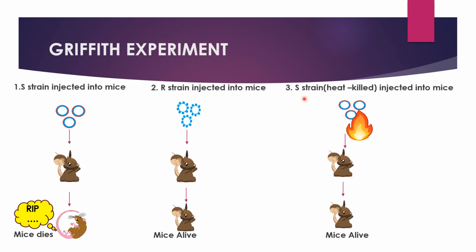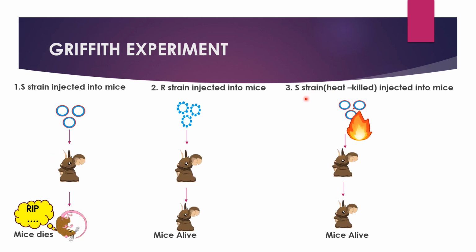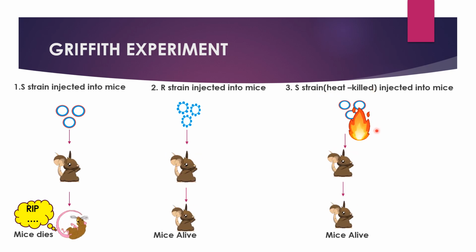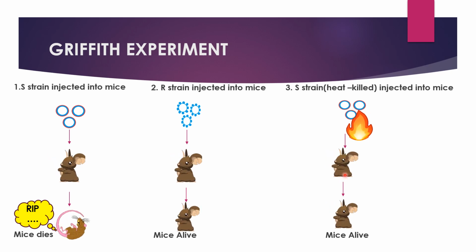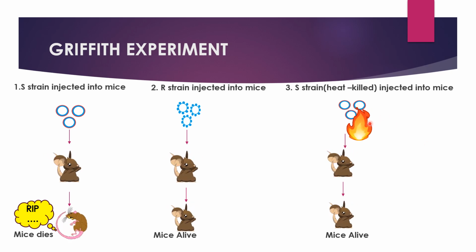He did the third experiment with the smooth strain, the virulent type, but it was heat killed. So he injected the heat-killed bacterial cultures, the S type cultures, into the mice. Now the mice were alive because the cultures were heat killed. So it didn't exhibit any virulence in this species. So the mice were found alive.